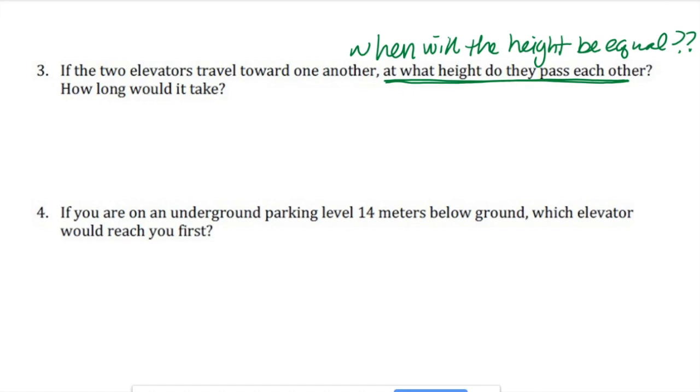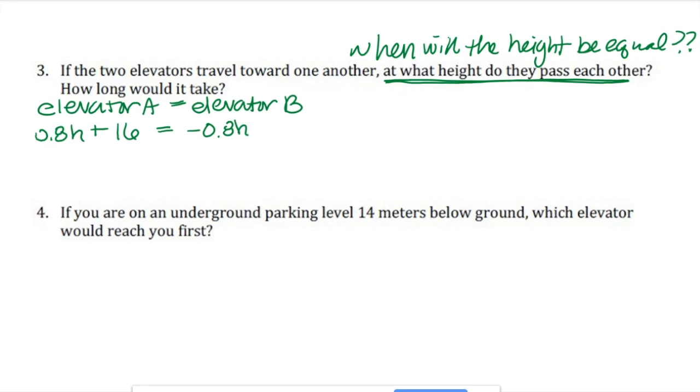So for me to figure out when the height will be equal, I need to figure out when these two elevator equations will be equal. So I need to know when elevator A is going to equal elevator B. So let's take our expression for elevator A and make it equal to the expression for elevator B. And then we're going to solve it.